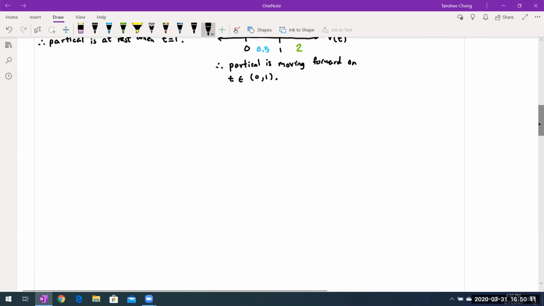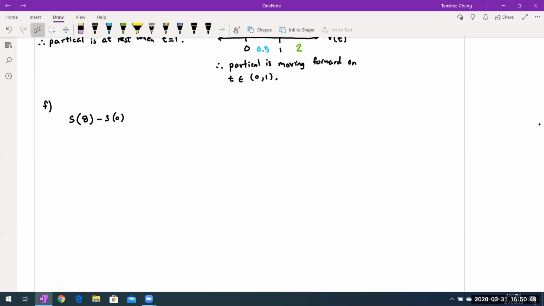Part F. When we talk about the total distance on the first 8 seconds, this is usually what we tend to do wrong. We might be doing s of 8 minus s of 0, the distance between 8 seconds and 0 seconds, and think that will give the total distance. No, that's not true. Because the particle is moving forward and moving backward, s of 8 minus s of 0 is basically the displacement, not the distance. So you've got to be careful with that.